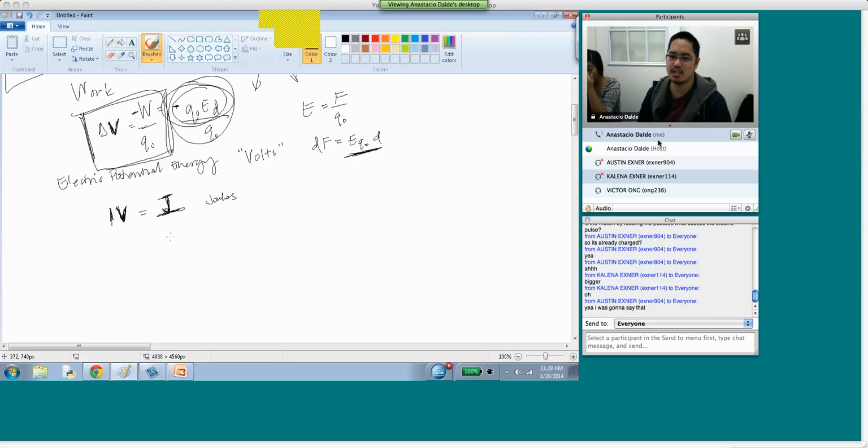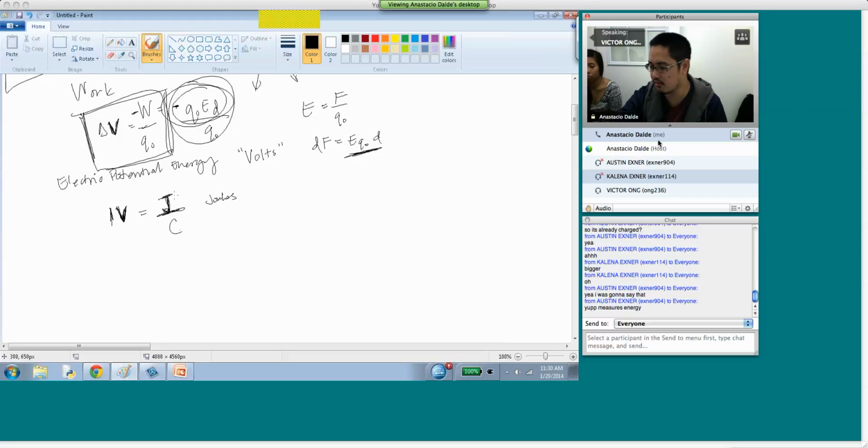And a charge is measured in... Now I know you guys know this one. What is a charge measured in? Coulombs, exactly. C. So 1 volt is W over Q naught, which is actually joules over coulombs. That's what a volt is defined as. We cool? Yeah. All right.